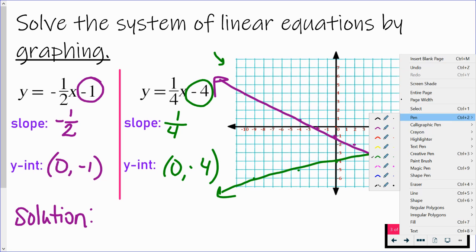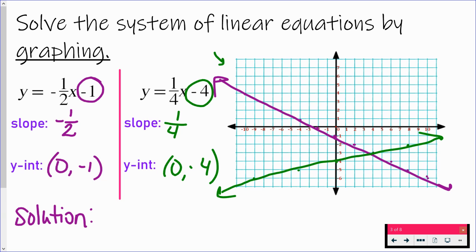Okay, now I'm going to focus on identifying my solution. The solution is always where the two lines intersect, which is right here, which is 4, -3. Okay, that is a one solution answer. You don't have to write one solution, but just know that that's the only ordered pair that these two lines will ever intersect at.